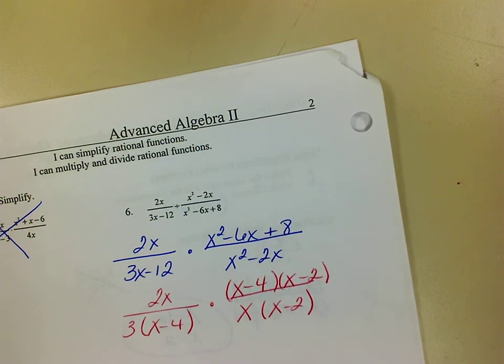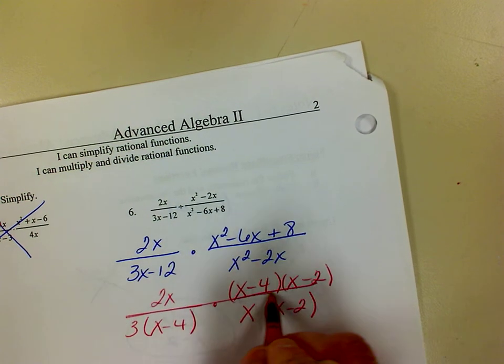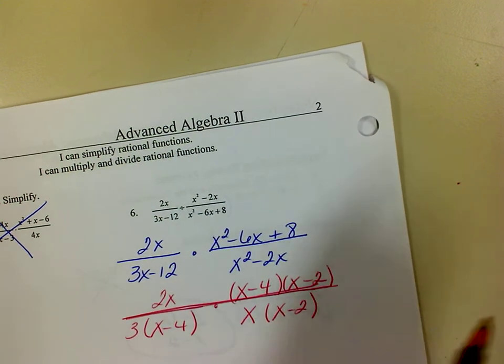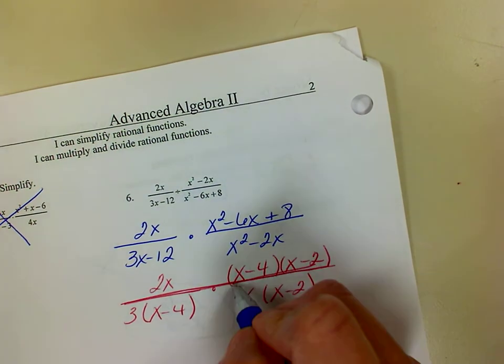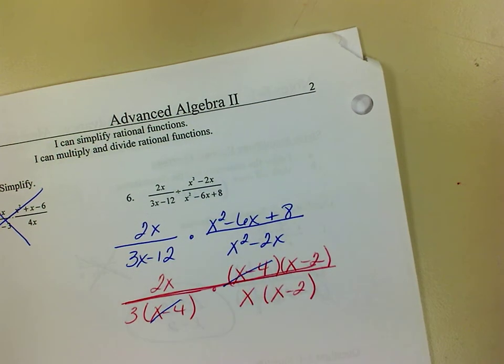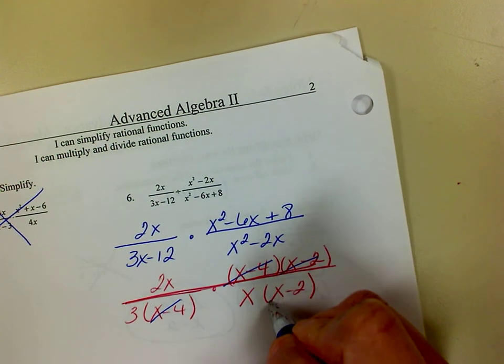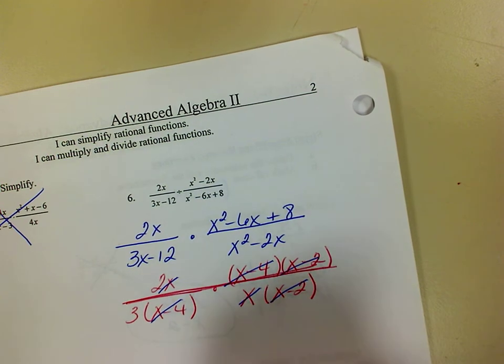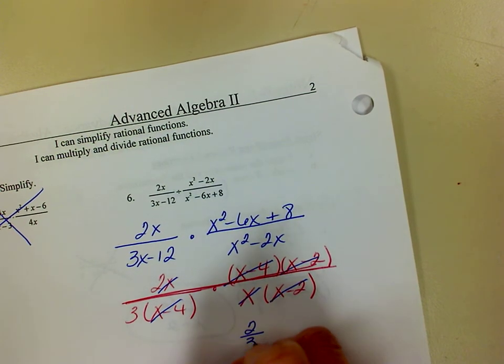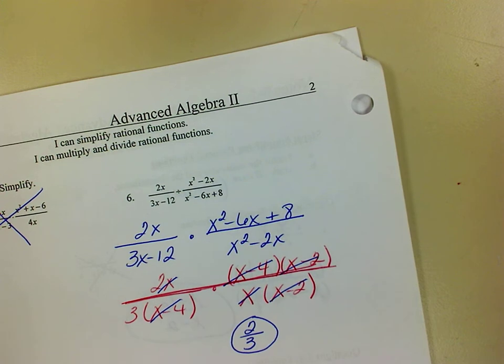When you multiply, you just make this one big fraction. You multiply straight across. Now you're going to cancel. Whatever is on top and on bottom can go away. So x minus 4 cancels, x minus 2 cancels, and these x's can cancel. We are just left with 2/3 as the answer. So that is number 6.